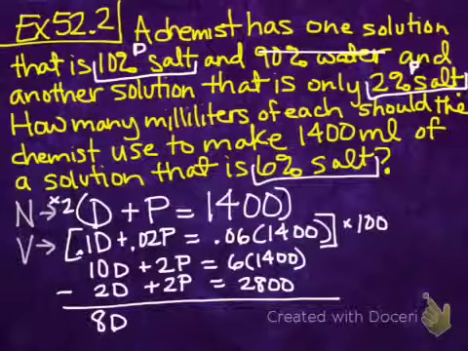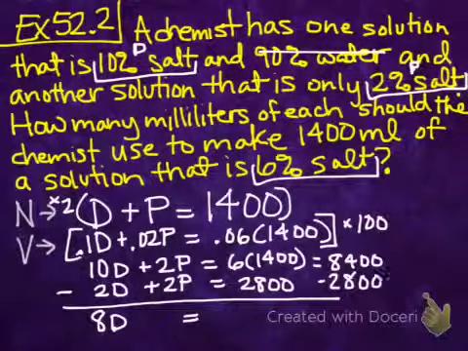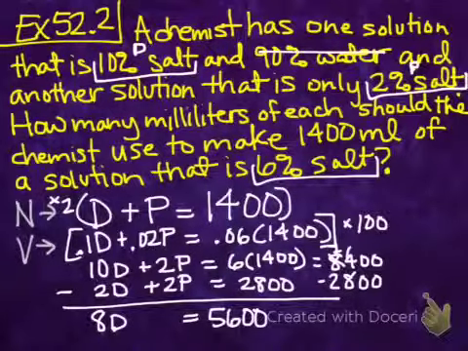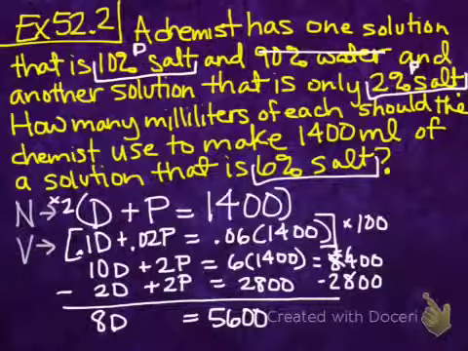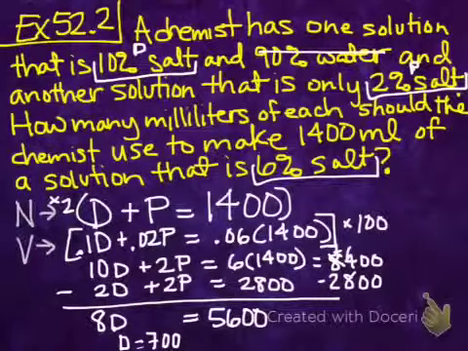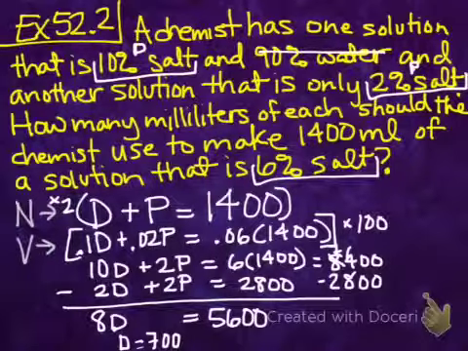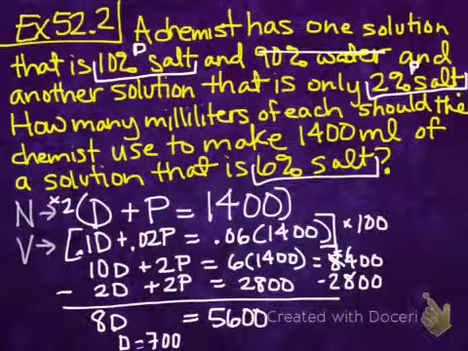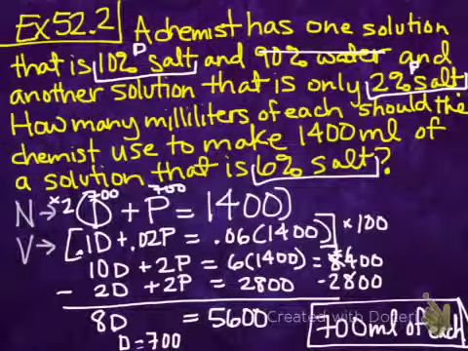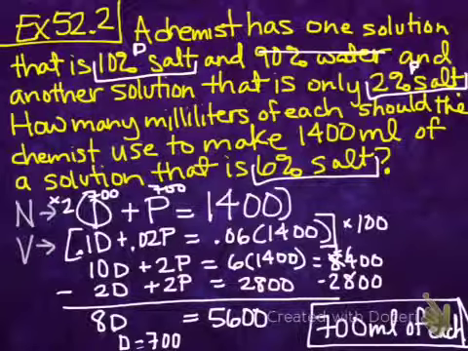So we get 8D. Now 6 times 1,400 is 8,400. So 8,400 minus 2,800 is going to give you 5,600. So divide both sides by 8, you get 700. Now we can take that back and put it into our first equation, dump plus pour equals 1,400. And we know that the other amount has to be 700 also. So 700 milliliters of each solution is the answer.